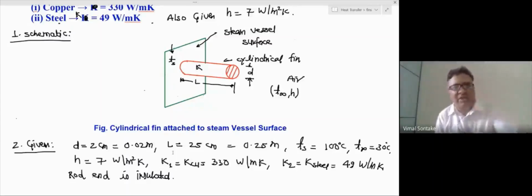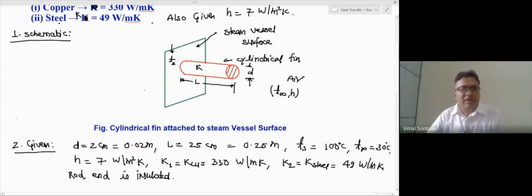Here it is mentioned in the problem itself. You are supposed to consider fin with insulated tip. If it is not mentioned, it is recommended you always take insulated tip fin. Otherwise, you are free to take any condition. Now, why it is recommended? The temperature distribution formula is very easy. The calculations become easy when I consider insulated tip fin boundary condition. So please remember this.